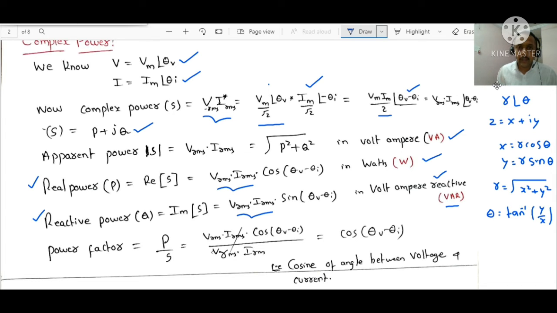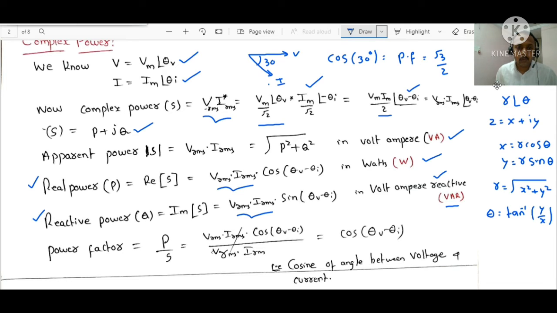Clear? Now the power factor: the angle that exists between the voltage phasor and the current phasor. For example, if there is some 30 degrees angle between the voltage and current, then cos 30, the cosine of the angle between voltage and current, is called the power factor. Sin 30 is 1 by 2, cos 30 is root 3 by 2, which is the power factor. The cosine of the angle between the voltage and current phasor is the power factor in the given context.